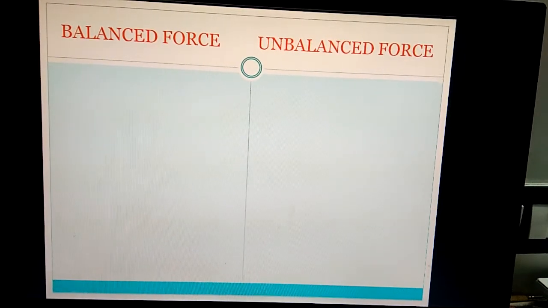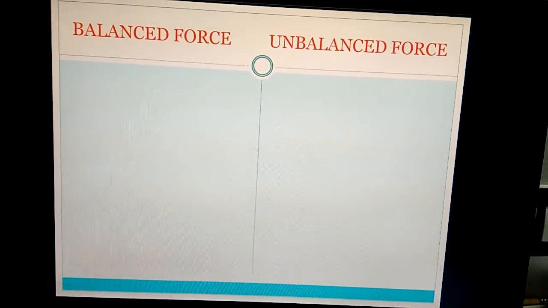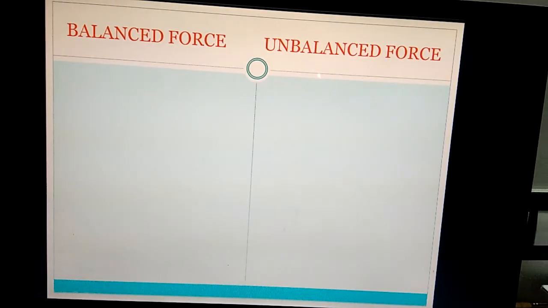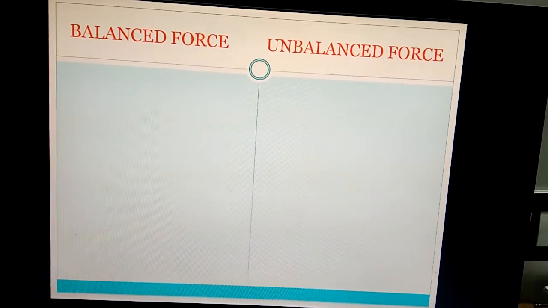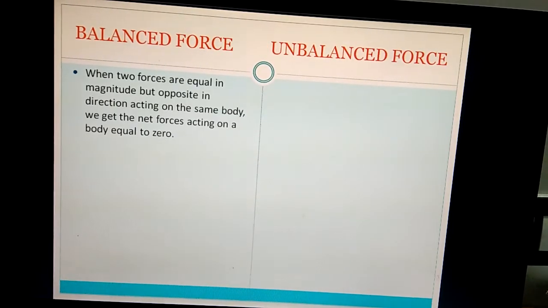Students, let us learn today a topic called balanced force and unbalanced force. Right, so here is the balanced force and unbalanced force. So we're going to talk about the distinction between balanced force and unbalanced force. To start with, let us understand what is balanced force.